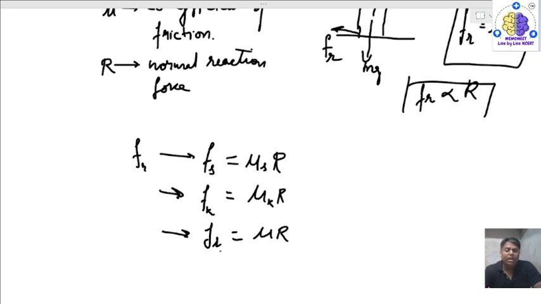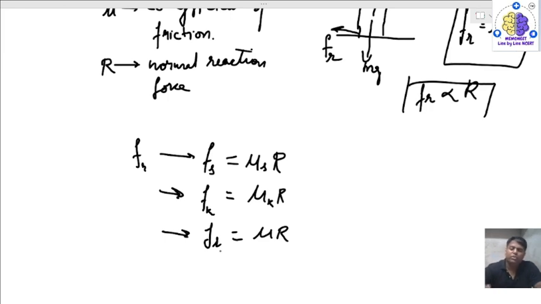After a level, what will happen? The block will start moving. The minimum value of the force at which the block starts moving is known as the limiting frictional force, right? And when the block starts moving, the frictional force between the two surfaces having relative motion is known as kinetic frictional force.